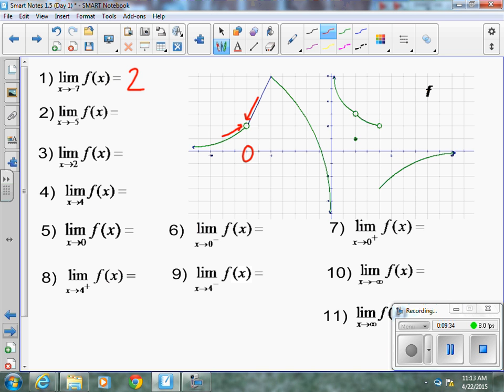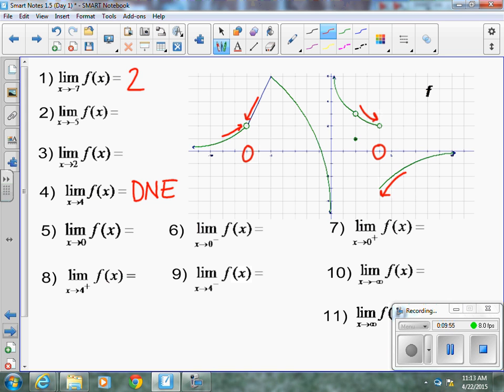I'm going to skip around a little bit. Limit as x approaches 4. Let's talk about 4 for a second. As we approach 4 from the left, we're up here. From the right, we're down here. So, are they the same? No, because they're not. The limit does not exist.